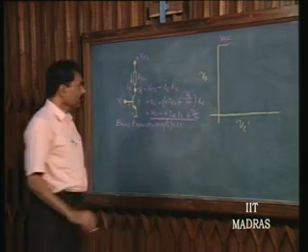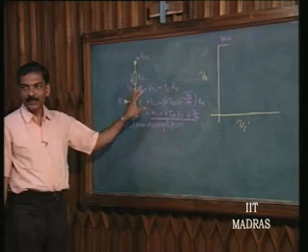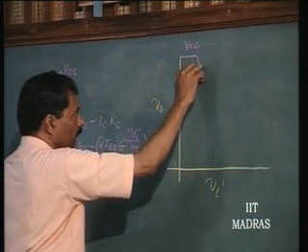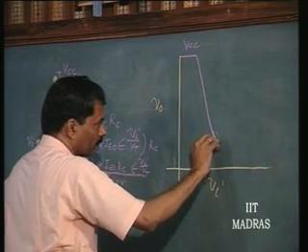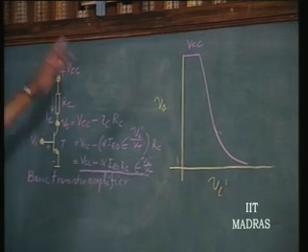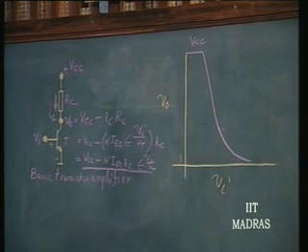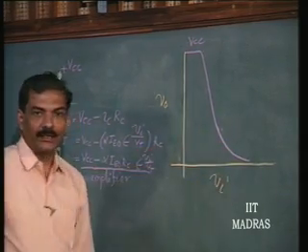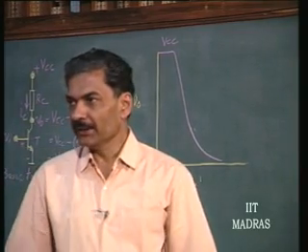Then as Vi keeps on increasing, current will keep on increasing, and therefore, this is the kind of character, this is the exponential characteristic. As current keeps on increasing, the output voltage here keeps on decreasing. Finally, the transistor will enter the saturation region where it is absolutely useless.